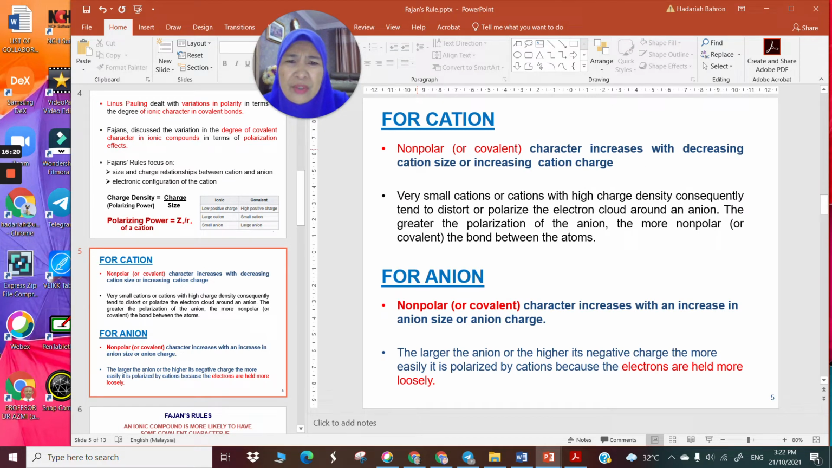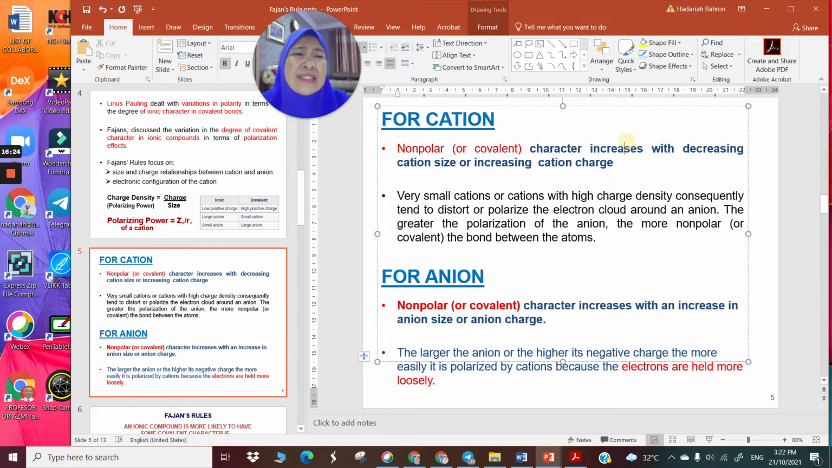So for cations, non-polar or covalent character increases with decreasing cation size and increasing cation charge. Very small cations or any cations with high charge density consequently tend to distort or polarize the electron cloud around an anion. This is the same thing, I'm just describing it differently now. The stronger the pull for electrons of your cation, the more easily the anion electron cloud is distorted. The greater the polarization of the anion, the more non-polar or the more covalent is the bond between the atoms. That is when we look at it from the point of view of cations.